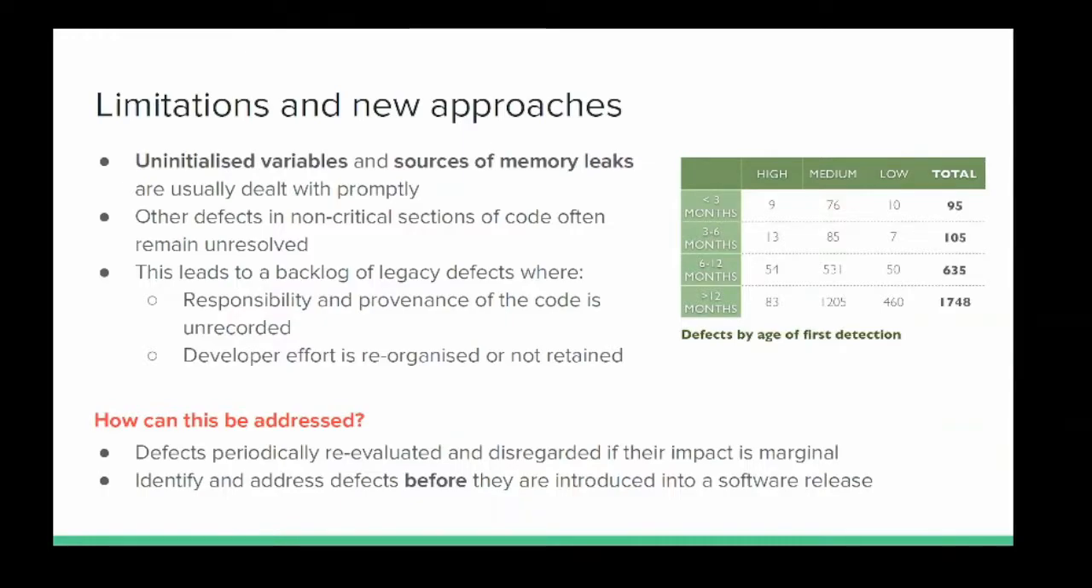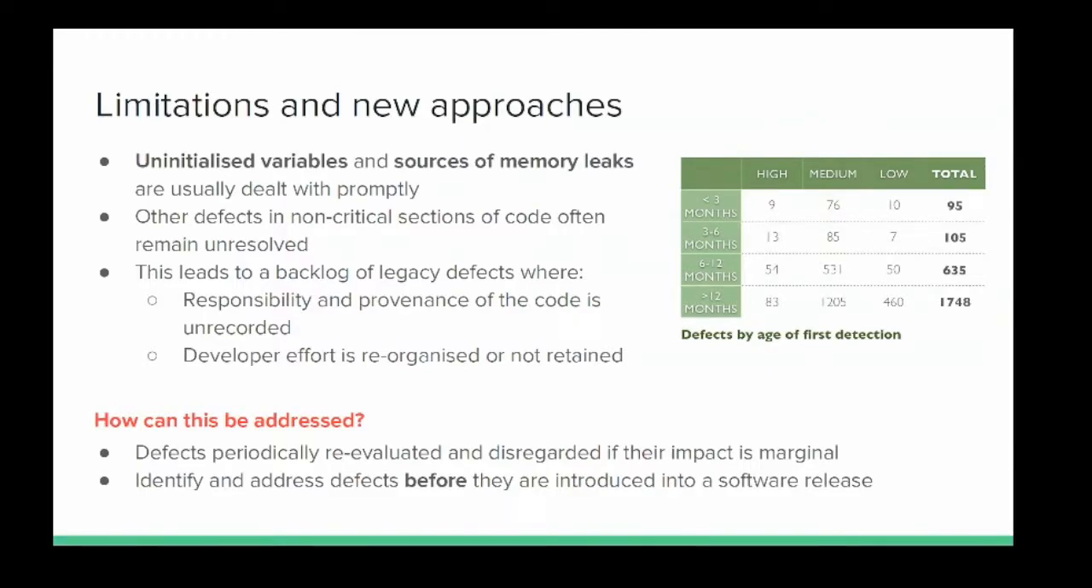But other defects in non-critical sections of code often remain unresolved. Non-critical is a subjective term here, so one person's non-criticality is another person's criticality. There's no one fixed way of determining which is critical and which isn't. And then you can see on the right-hand side, in this table, an evolution of the defects by age. You can see that over 12 months you get this kind of backlog of defects identified that have not been resolved.